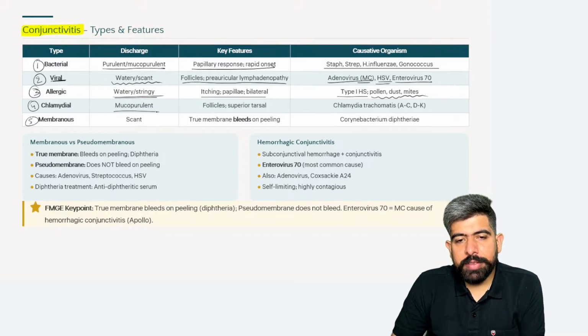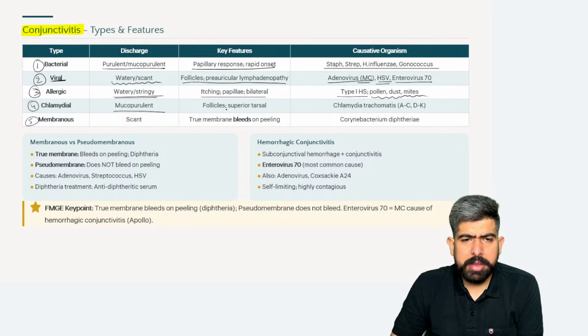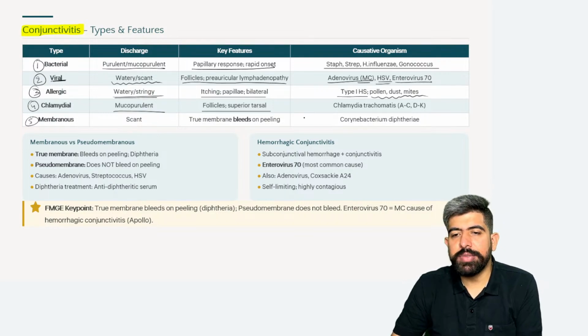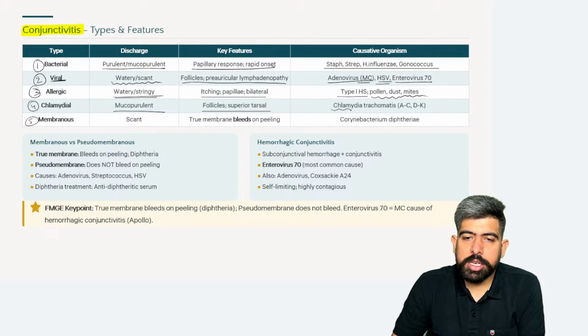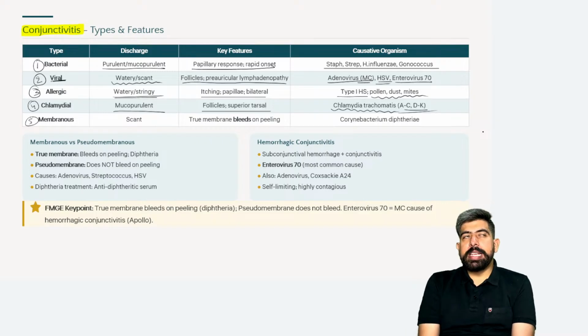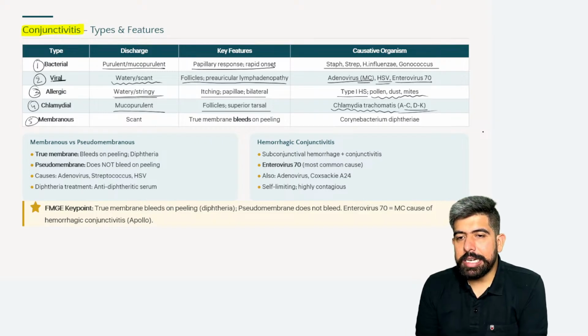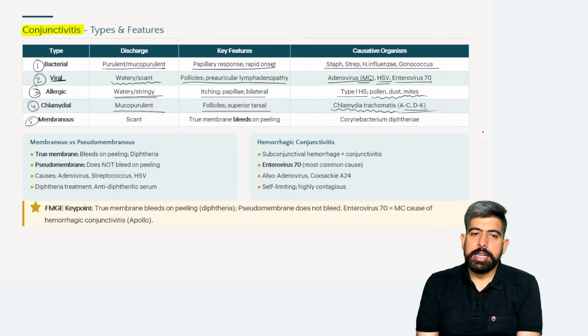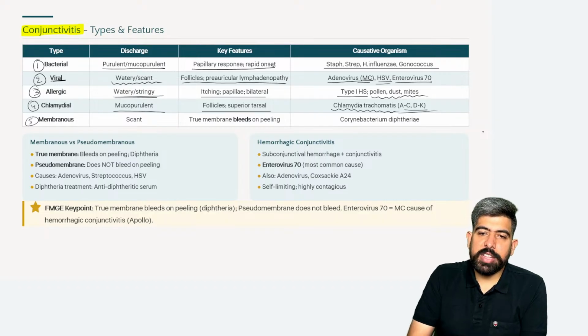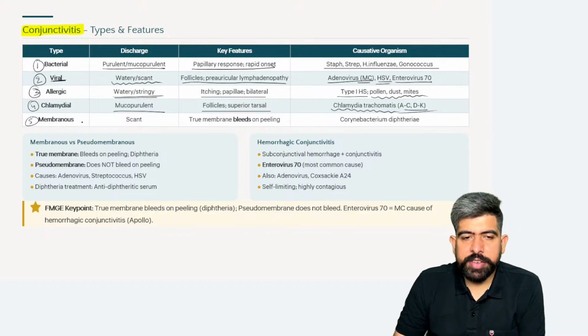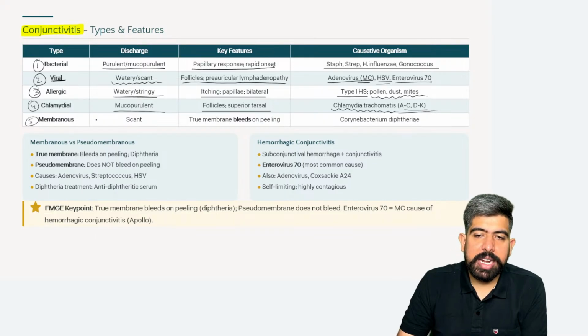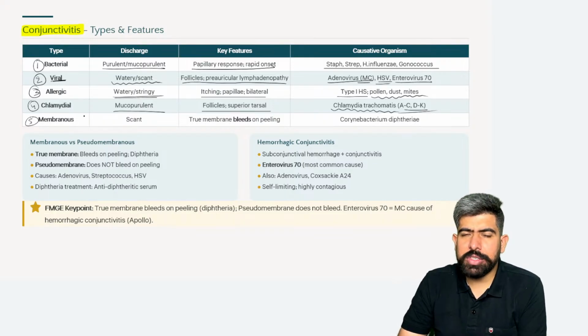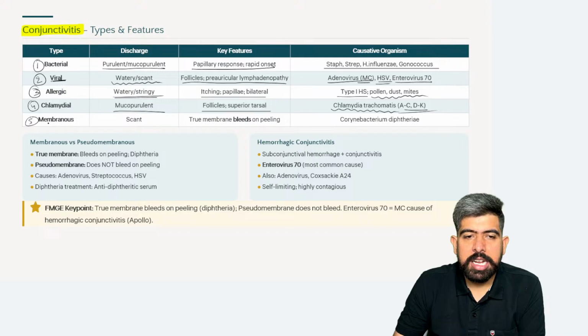In chlamydial conjunctivitis, we have mucopurulent discharge. The patient has mucopurulent discharge, and the follicles on the superior tarsal conjunctiva will be visible. The causative organism is Chlamydia trachomatis, types A, B, C and D to K, right? A, B, C and D to K are the types of chlamydia that can cause conjunctivitis. जिसको हम बोलते हैं trachoma. If chlamydia is involved in the conjunctivitis, we say trachoma.